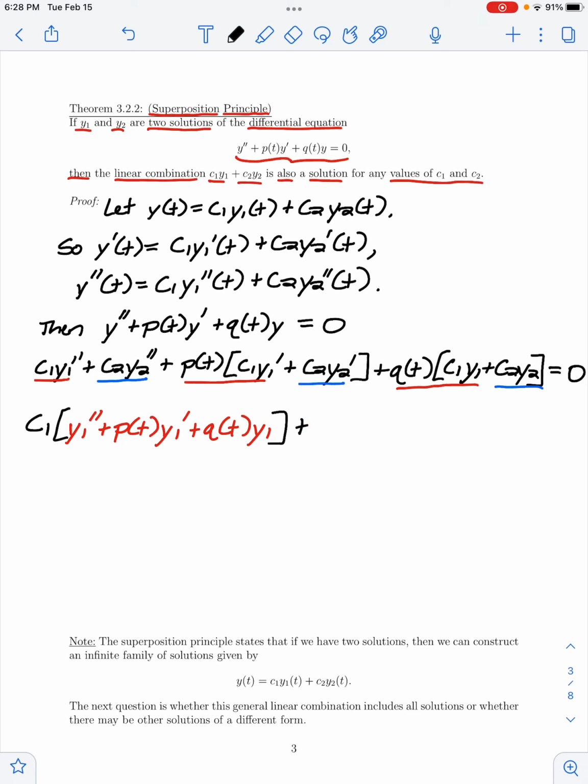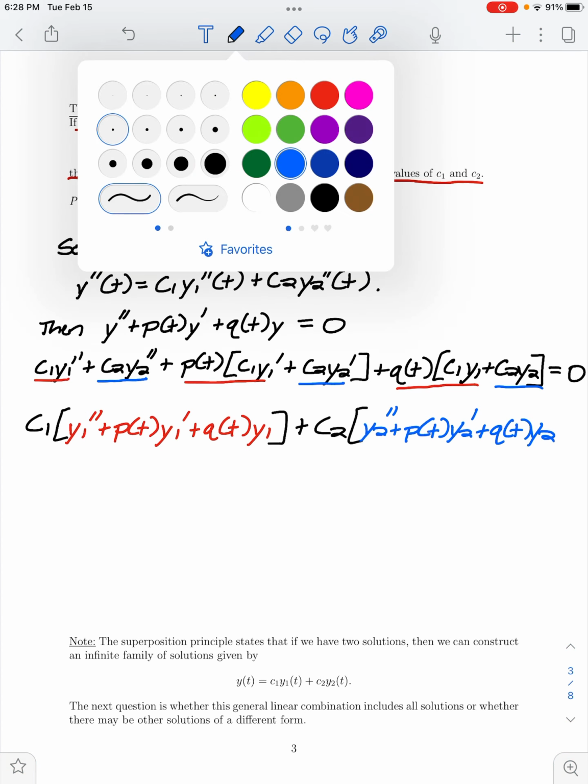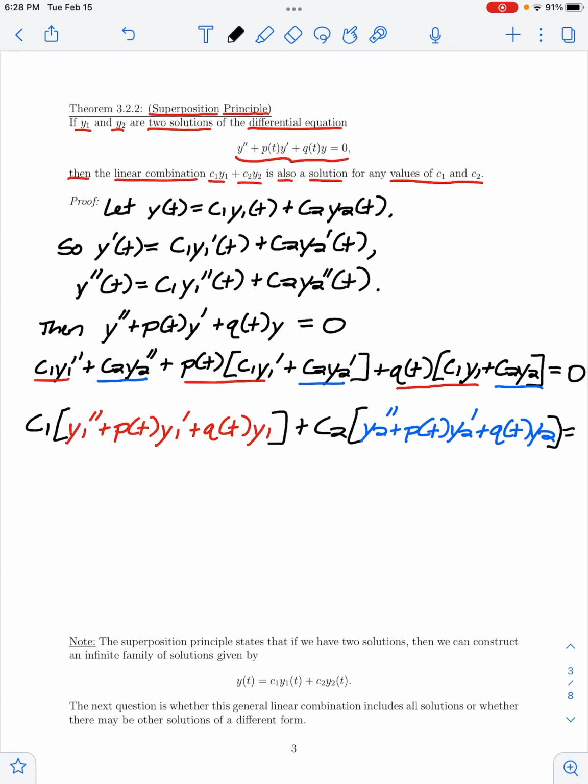And then if I group all of my y2 terms together, I see that all of them are multiplied by the common constant c2. So if I factor out a c2 from those terms, I'm left with y2 double prime plus p of t times y2 prime plus q of t times y2. And I want to know if that's equal to 0.